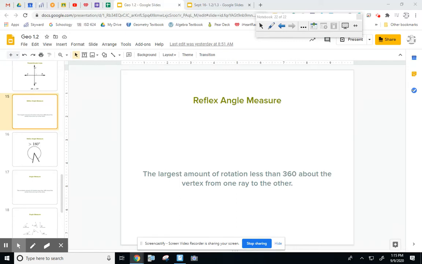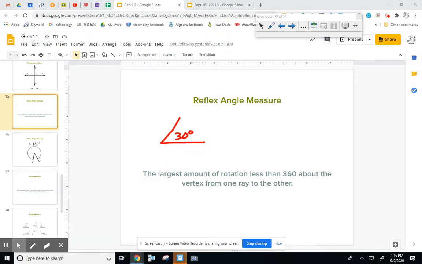All right, next is reflex angle measure. Now the reflex angle measure we don't use very often, and you're going to kind of see why. Okay, so reflex angles are the angles that have a rotation less than 360 degrees about a vertex of one ray. Okay, so you guys are used to seeing angles like this, and we'd have 30 degrees.